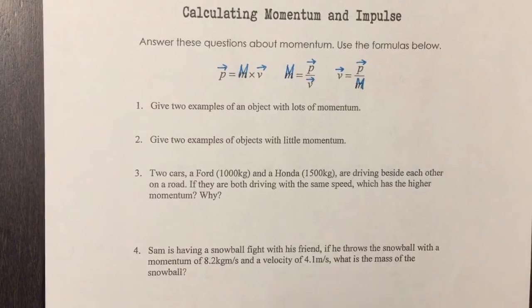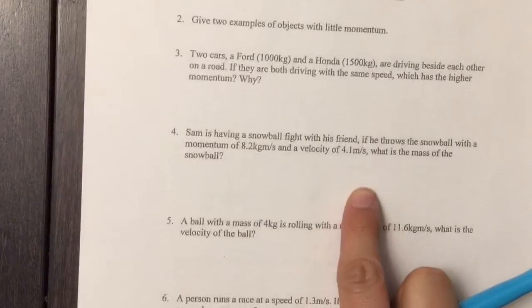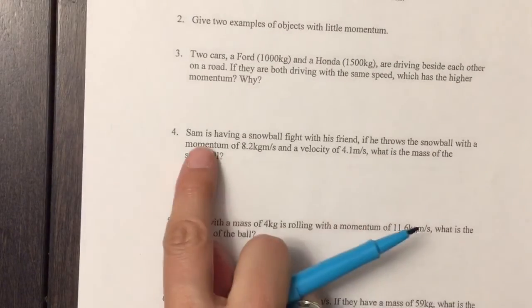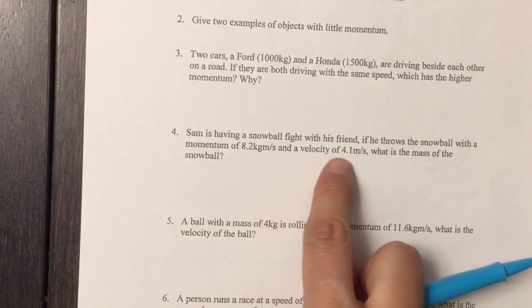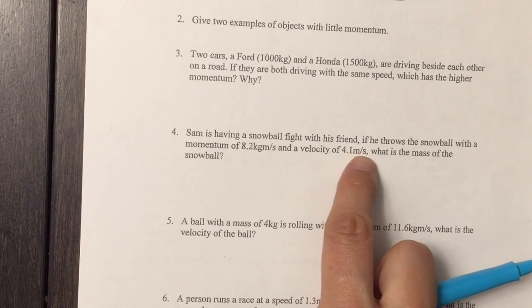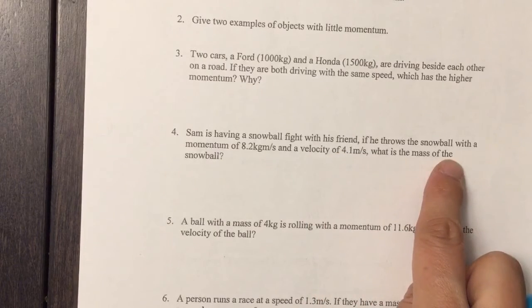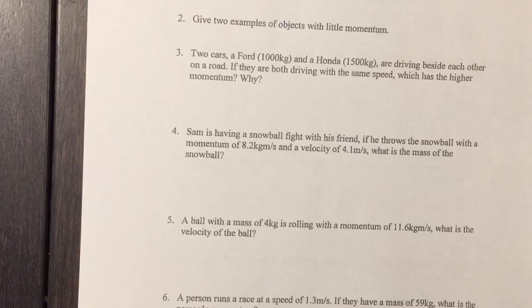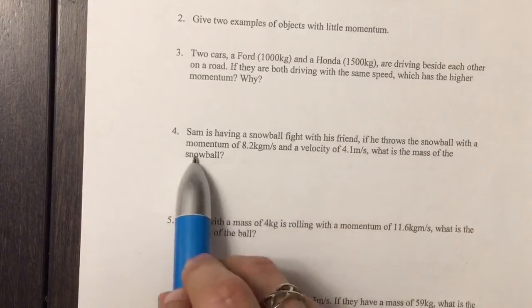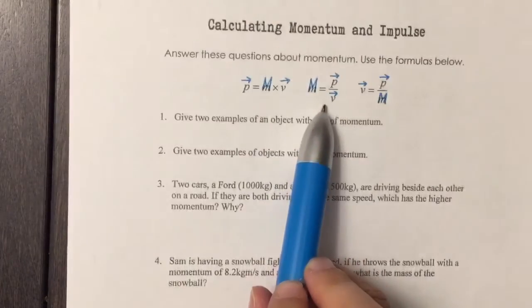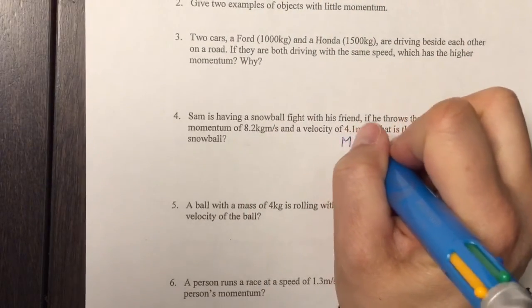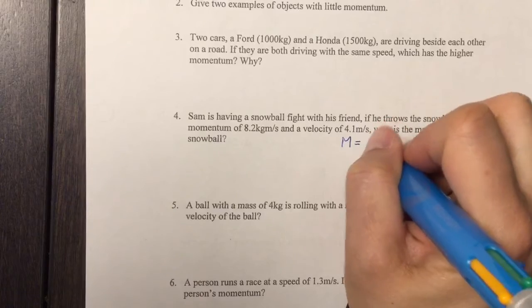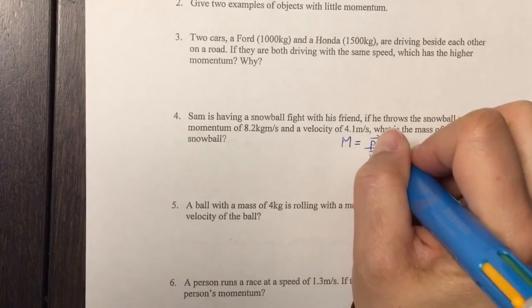So let's take a look here. Sam is having a snowball fight with his friend. If he throws the snowball with a momentum of 8.2 kilograms meters per second and a velocity of 4.1 meters per second, what is the mass of the snowball? We want the mass, so I'm going to use the middle equation here. M equals momentum divided by velocity.